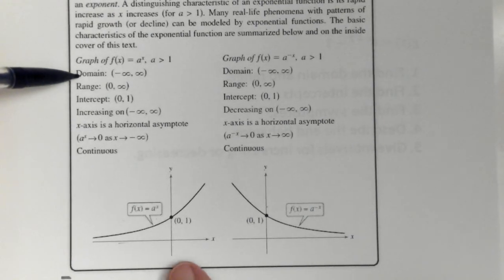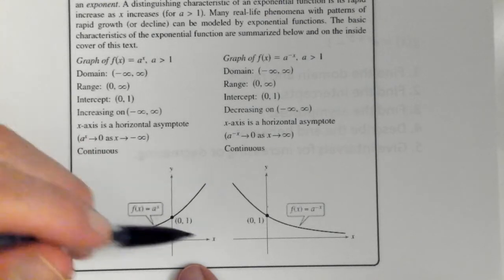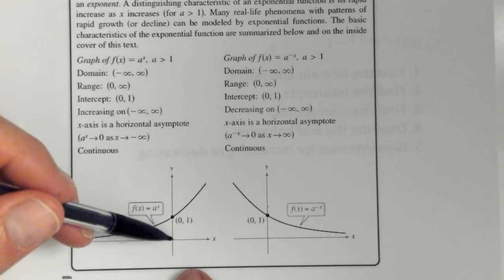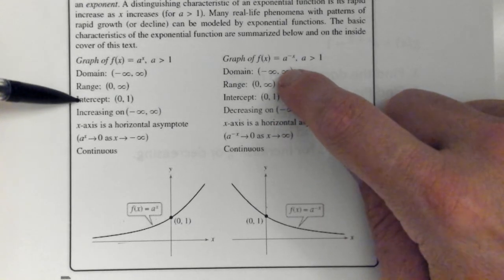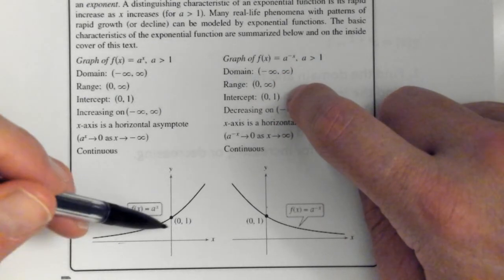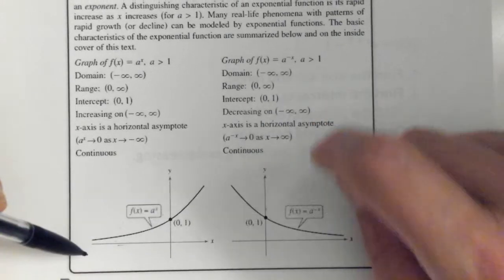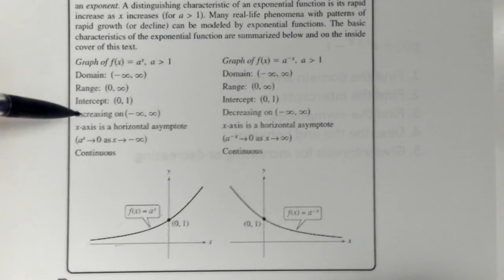So again, the domain of each one is the same, from negative infinity to positive infinity. All x values are on the function. The range, now remember, the range is the y values. It's from 0 to infinity, again for both. All right. The y-intercept is at 0, 1 for each one. That's your y-intercept. And there is no x-intercept for either of these two.